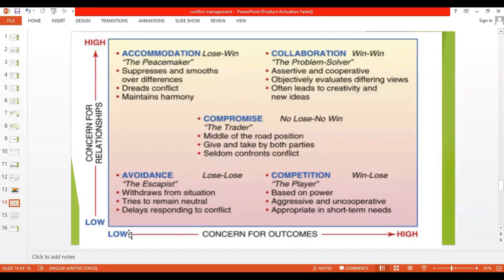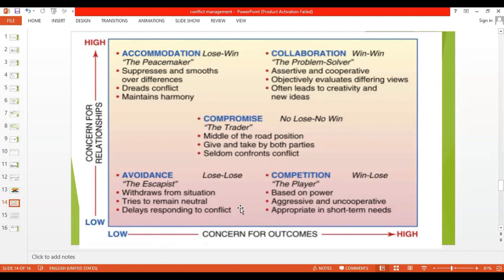In some situations, avoidance is not considered a true form of conflict resolution because the conflict is not resolved and neither party is satisfied. It tries to remain neutral. It delays responding to the conflict. So this is only a short-term strategy. It is very important to get back to the problem after the emotion has cooled down.